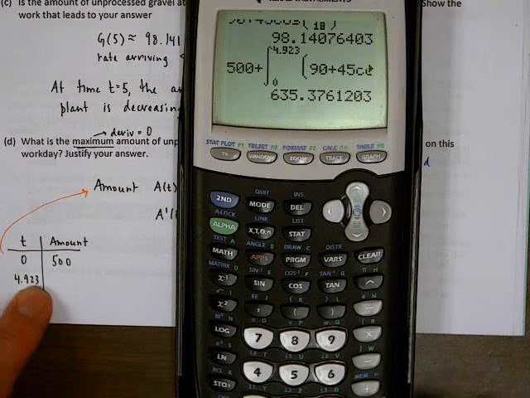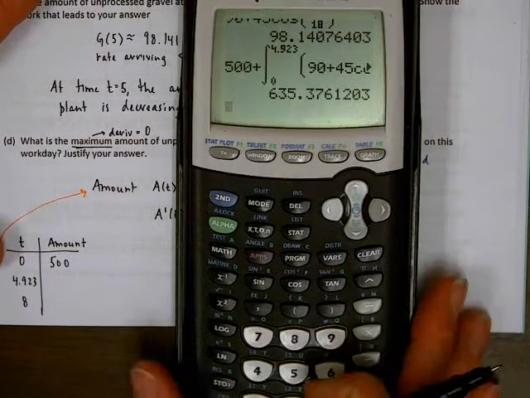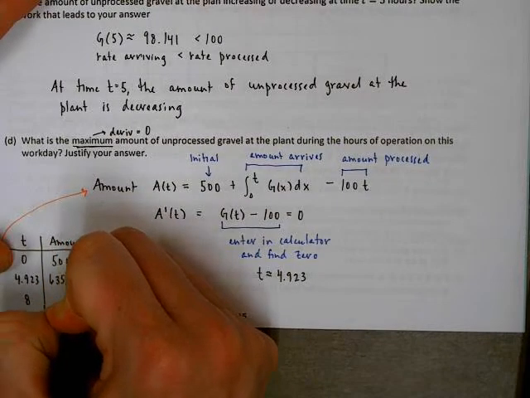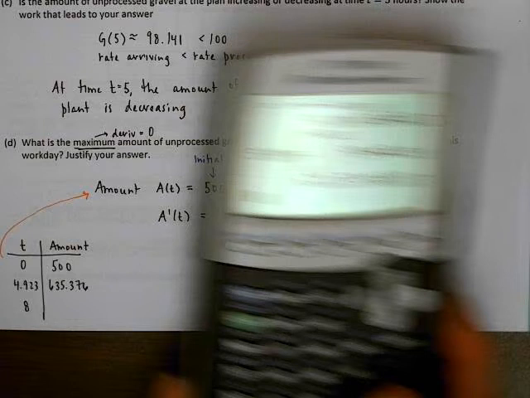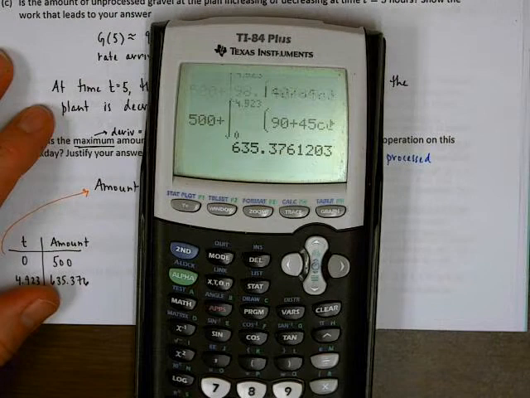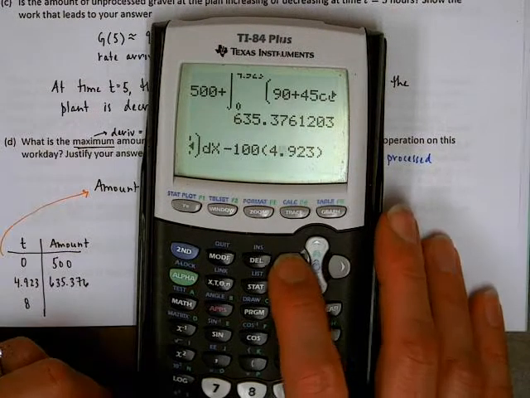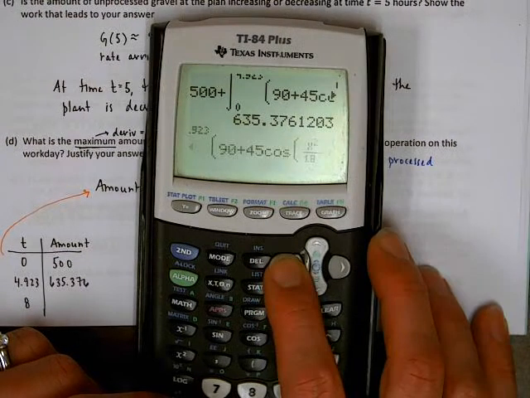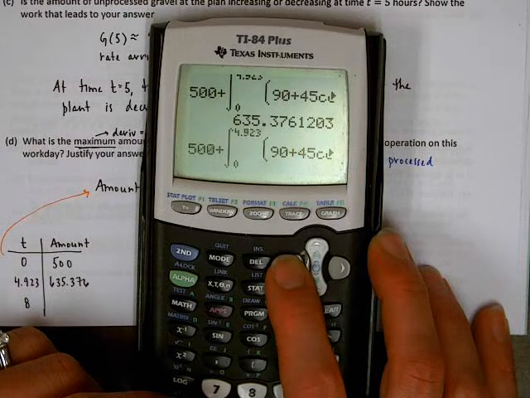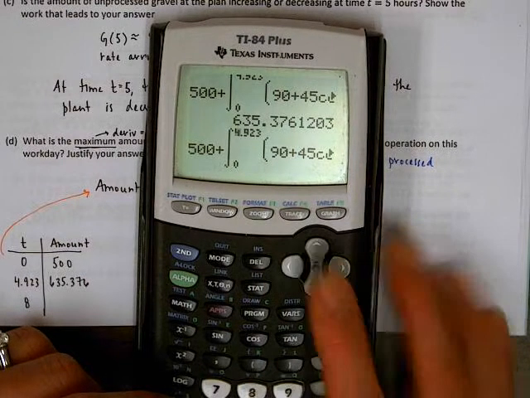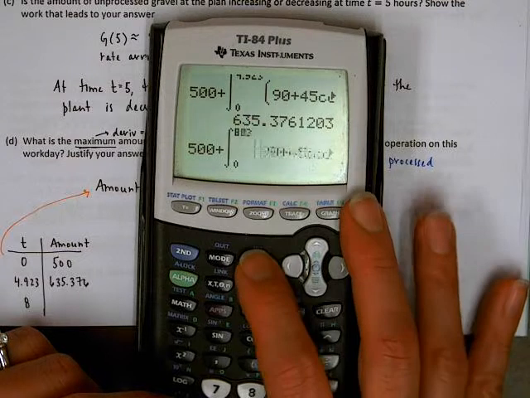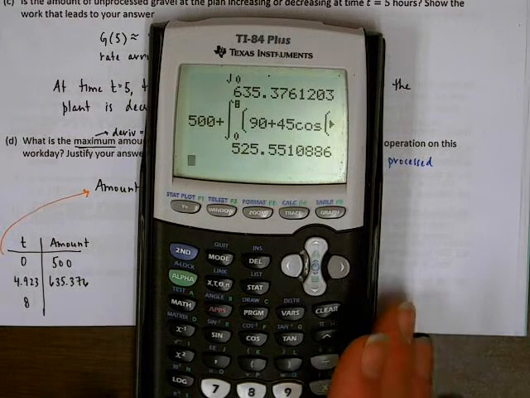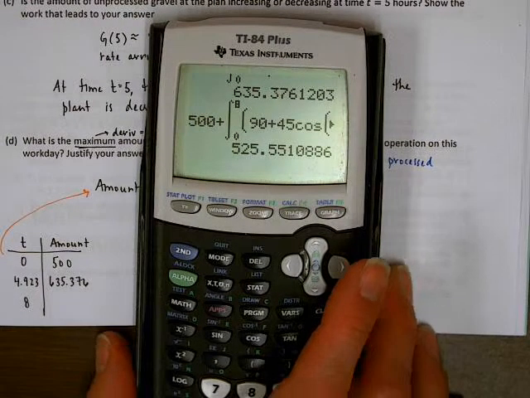All right, so I've got 635.376. And now I'm actually going to just go back up here, highlight this, hit enter, and everywhere I had 4.923, I'm just going to change it to 8. So I don't have to type in the whole thing again. Scroll back, here we go. Change that to 8 and delete the rest. And let's see, we have 525.551.